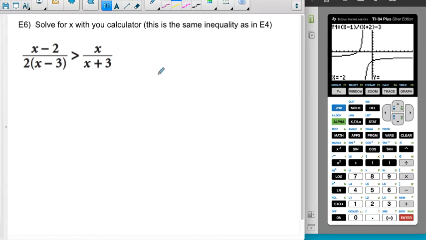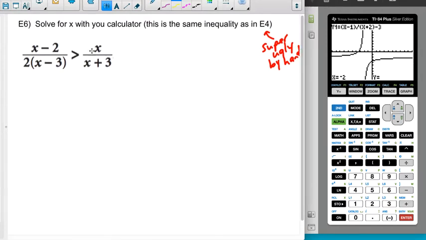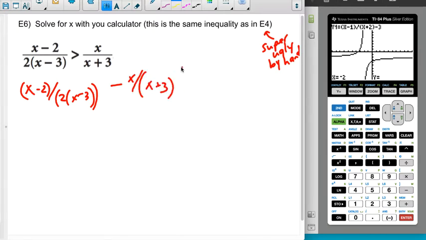So now this was the really, really ugly one, right? So this was so ugly. Example 4 was super ugly. And we're going to go ahead and do it. So this was super ugly by hand. We're going to go ahead and do it on a calculator, right? So I'm going to move this over. So I'm going to get x minus 2 divided by, in parentheses, 2 times the x minus 3, right? Minus the x, and then in parentheses, divided by the x plus 3. And that's going to be greater than 0.